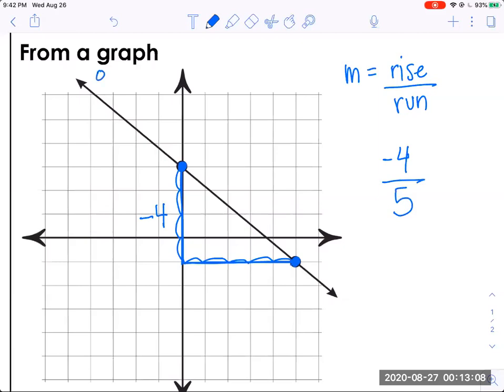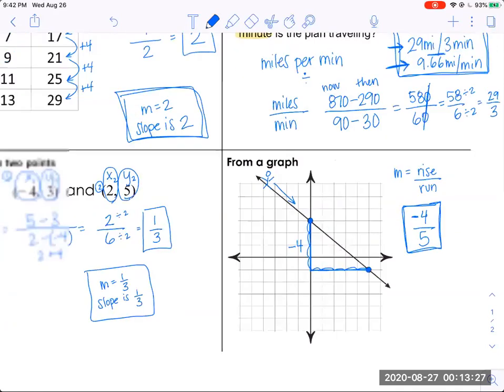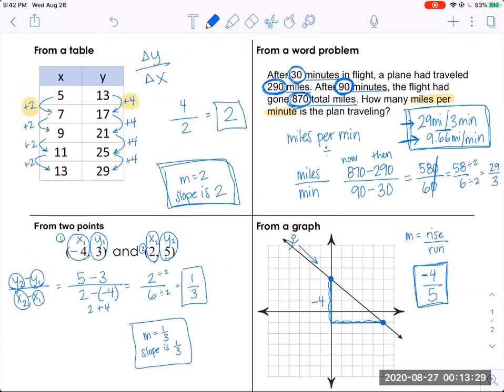I know that it's down because if I think about this little guy and he's always on the left side, he would have to go down the mountain in order to get to the other side. So I know that this is a negative slope. That makes sense. Negative 4/5 because it cannot be simplified. So that is how to calculate your slope from a graph. So 4 different ways to find slope. They are all related to each other.